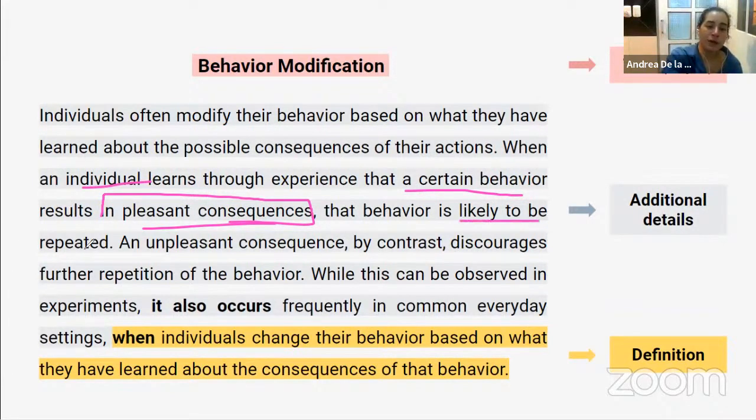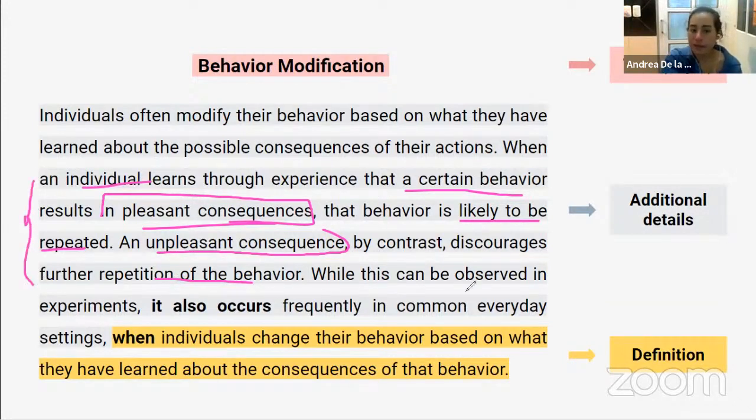However, when they get an unpleasant consequence, so when they behave poorly, when they misbehave and they get a bad reaction from the teacher, then they are not going to repeat. That discourages further repetition of the behavior. That means that they won't do it again. So the professor illustrated these details.